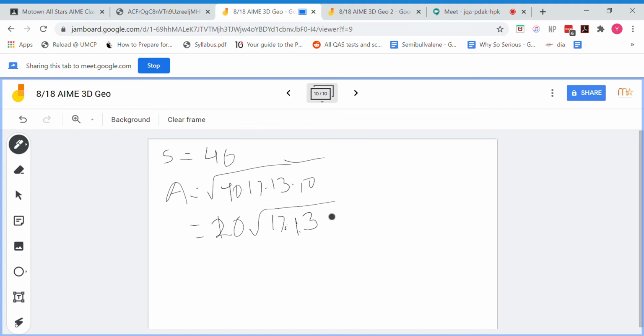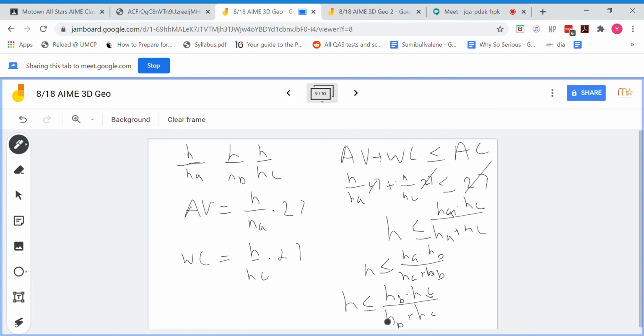And so now that we have the area, we can figure out HA, right? It equals 2 times area over 23. HB equals 2 times area over 30. And HC equals 2 times area over 27. And so now that we have this computed, we can then compute each of these upper bounds and figure out which one is smallest. And once we know which one is smallest, we've computed the maximum possible value of the height.